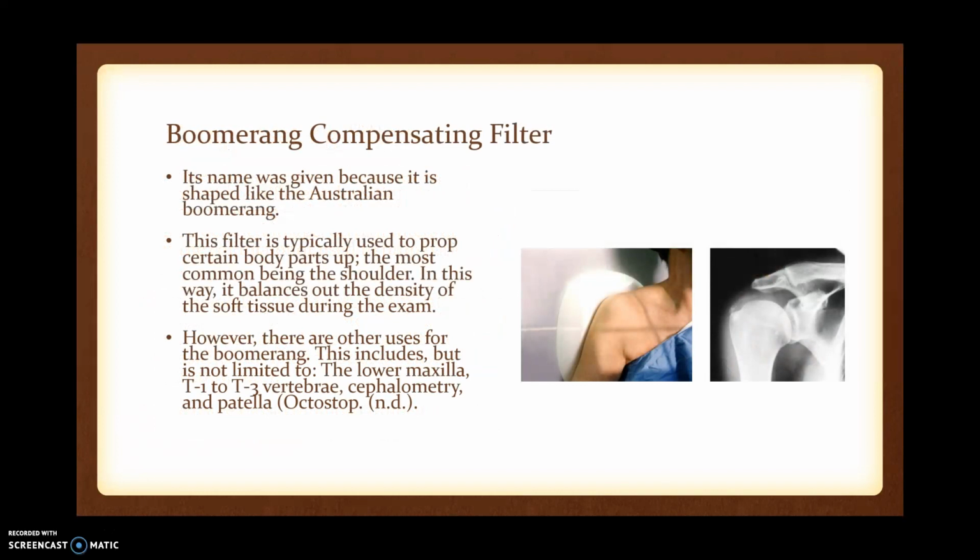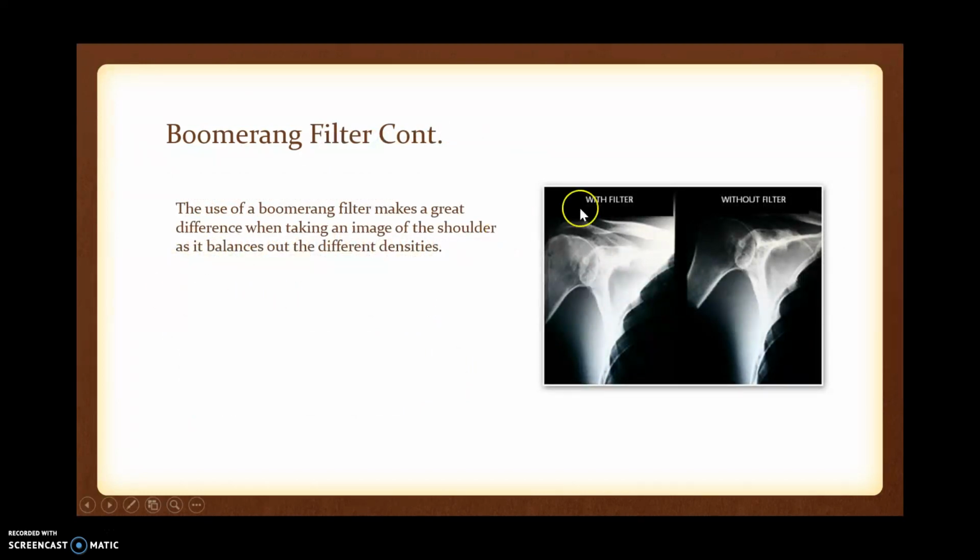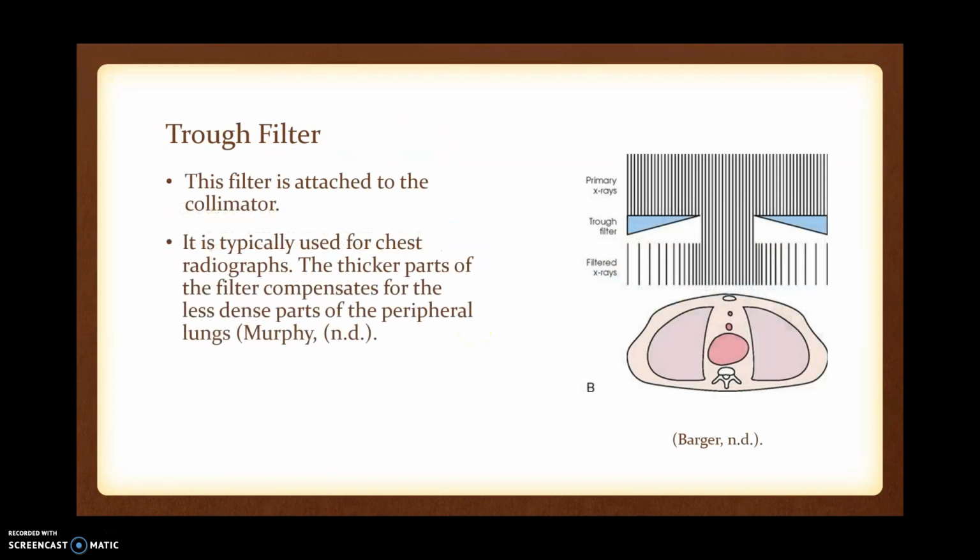So we got the boomerang compensating filter. As you can see, it's named because it looks like a boomerang, and this is kind of what it would look like when it's evening out the shoulder. So it really just balances out the density of the soft tissue during the exam. And it's not only for the shoulder, it can be used for the lower maxilla, T1 to T3 vertebrae, and the patella, whatever it needs to be used for. Then also, here's another image where you can see with the filter and without how well it evened out the densities.